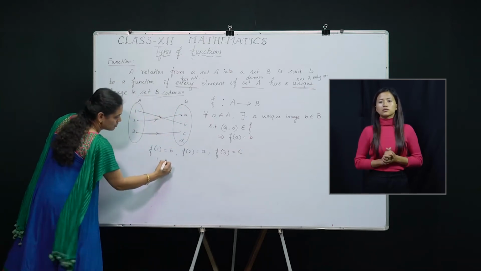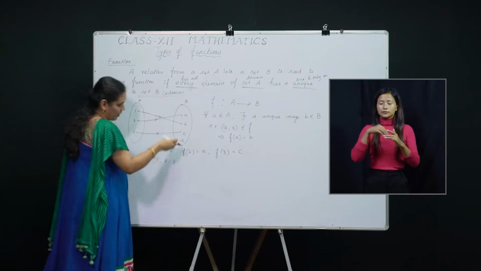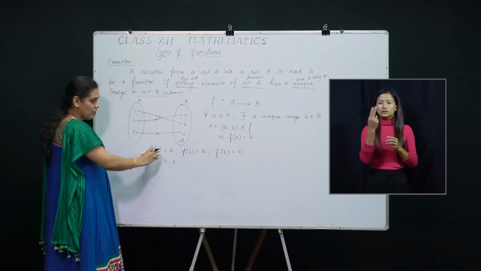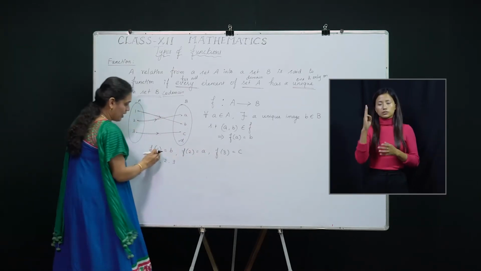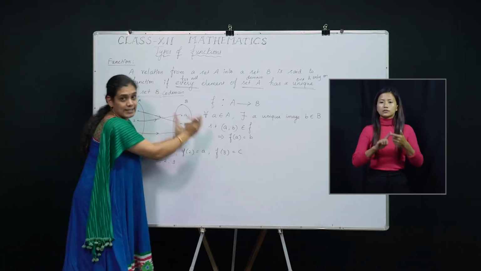If you write 1, 2, 3 alone, it represents the elements in the domain. And if you write f(1), f(2), f(3), then that is always from the second set. Usually students get confused with this 1, 2, 3 and f(1), f(2), f(3). f(1), f(2), f(3) always represent the elements from the second set.